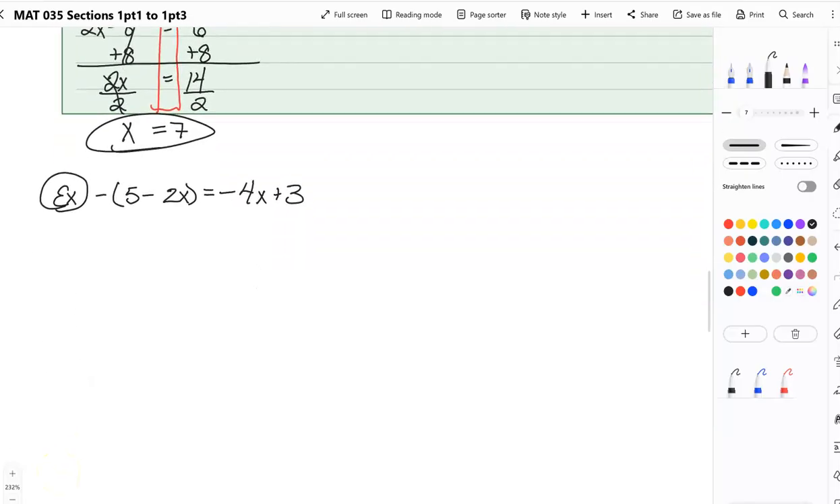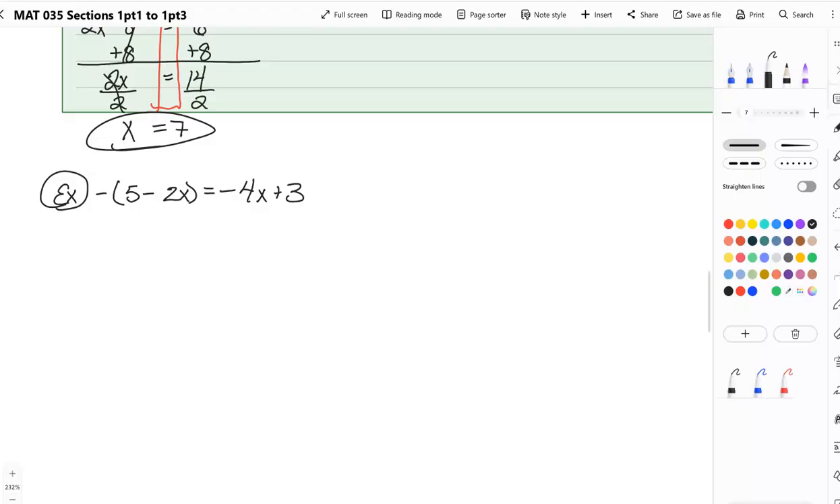So let's look at one more, and let's say we have a negative times, parentheses, 5 minus 2x is equal to negative 4x plus 3. The goal is the same thing. We still want to get all the x's on one side and then isolate that variable. So I'm going to start by drawing my wall. So here's my wall. We're going to have a few steps to do on this one. This one's a little bit more intense.